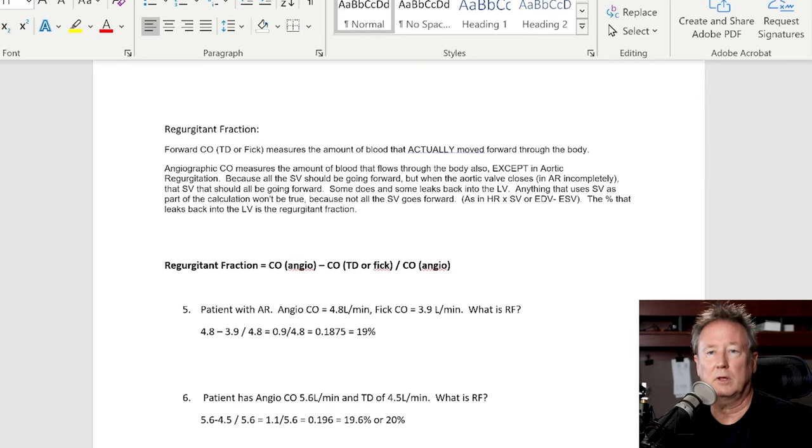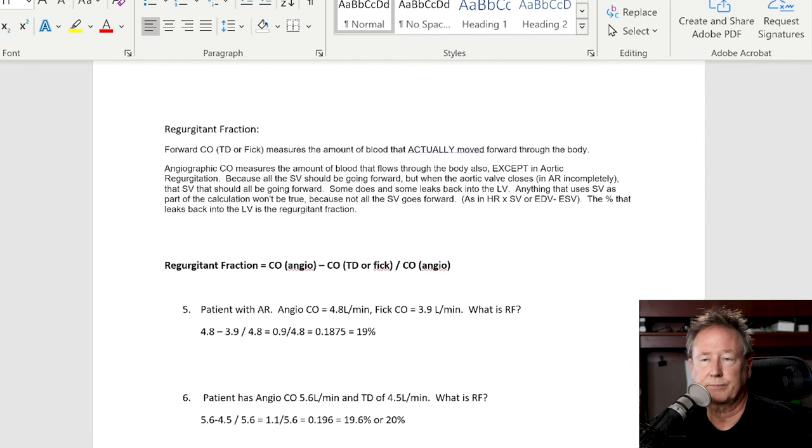But what's angiographic cardiac output? Like on the cheat sheet, for example, heart rate times stroke volume. That would be angiographic cardiac output.